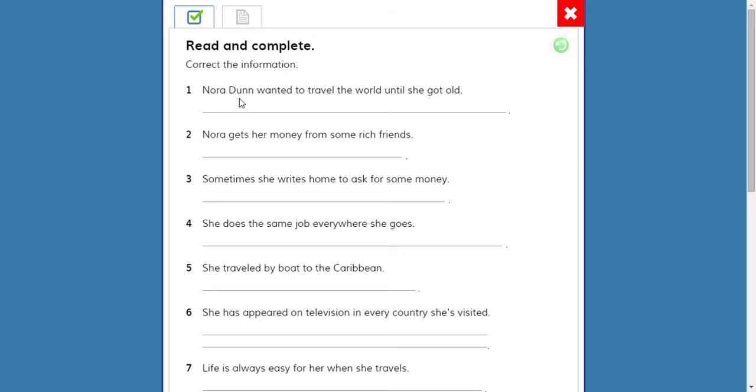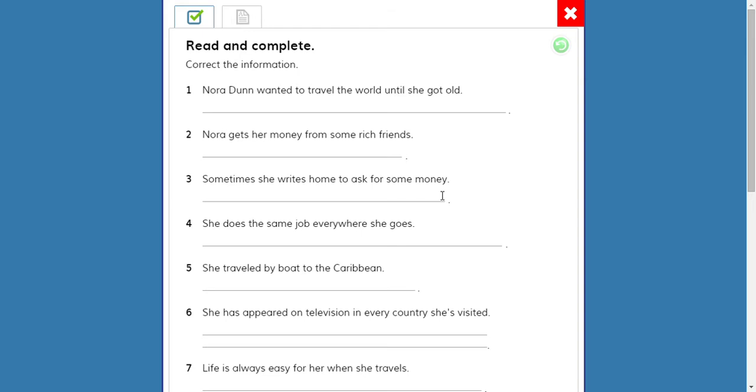Number one, Nora wanted to travel the world until she got old. Quería viajar hasta que ella sea mayor, adulta. Number two, Nora gets her money from some rich friends. So she has got some rich friends, millionaires, and they gave her the money. Number three, sometimes she writes home to ask for some money. No, in some cases, she asks her mom or her dad for money.